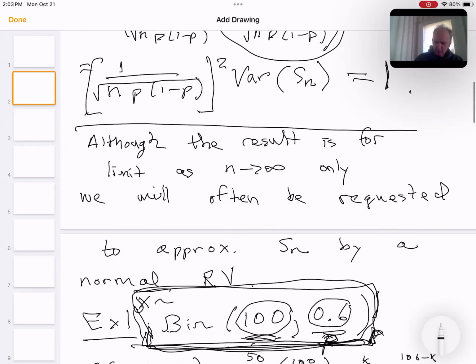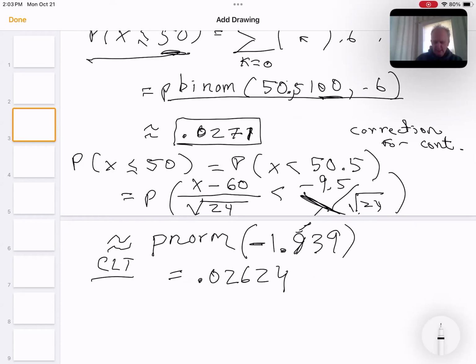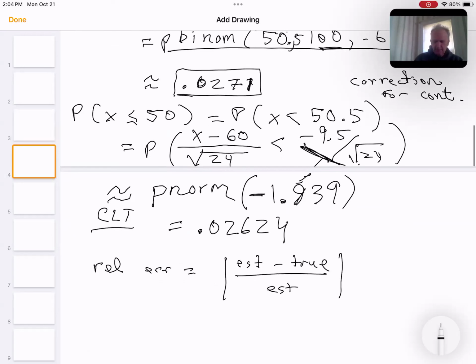All right, so let's see, what was I going to do here? Where was our other number? Oh yeah, here. Pretty good, right? Pretty good with only 100. And in the notes, it says that if I take the relative error, which is usually defined like this, you put your estimate in here, you subtract the true, divide by the estimate, and you get some number.